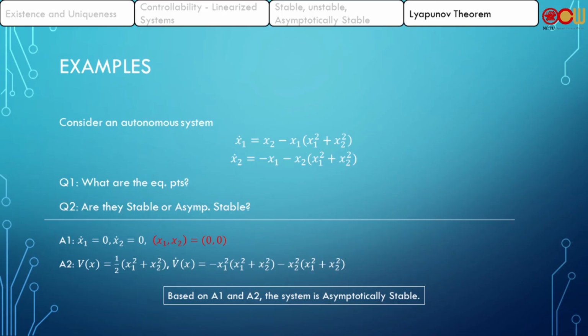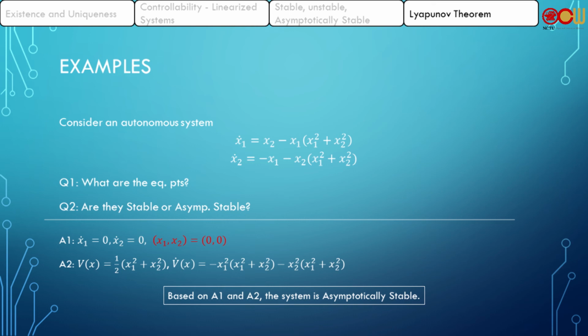Okay, another example. Given a dynamics, an autonomous system, x1, x2 in a 2D space, with x1 dot and x2 dot described by these ODEs. Is this system stable? This is usually an engineering question, right? You have modeled a mechanical system that gives you this kind of dynamics, and the question to ask is: what is the equilibrium point? Is this system stable, asymptotically stable, or unstable?